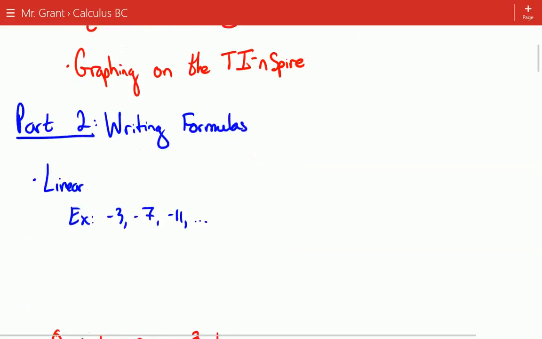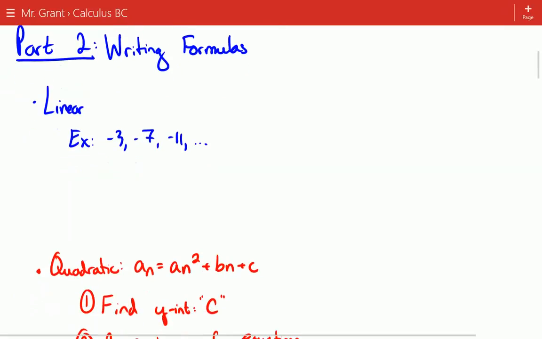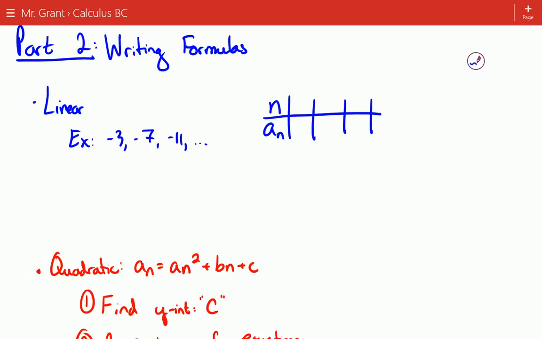Alright, let's get to it. It's important to remember how to actually write formulas if you're given a sequence of numbers. For example, if you're given a sequence of numbers that are linear, like -3, -7, -11, how could you fit a function to it if that's a discrete sequence? Well, first off, I always like to make a quick table where you have n and then a sub n. First value, second value, third value, so on and so forth. And then our outputs are -3, then -7, then -11, so on. We're assuming it follows some sort of pattern.